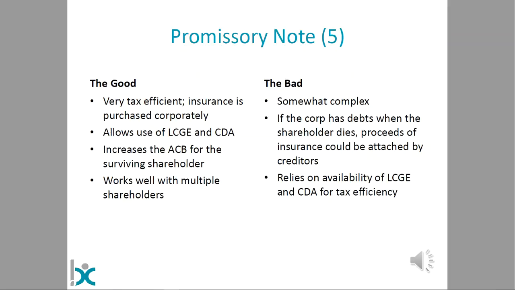And then we do have to have the lifetime capital gains exemption and the capital dividend account available for that maximum tax efficiency. Without having both of those arrangements available, it's probably not appropriate to use the promissory note arrangement.